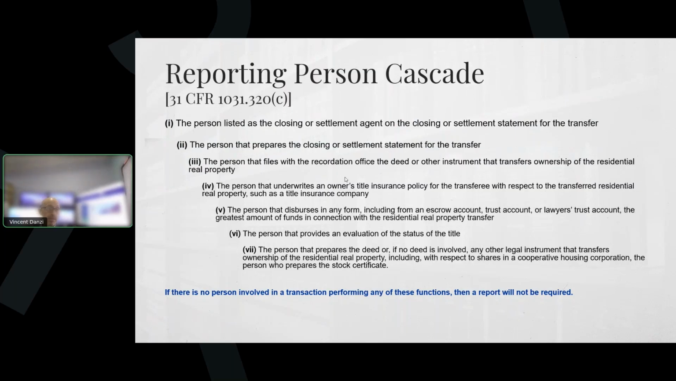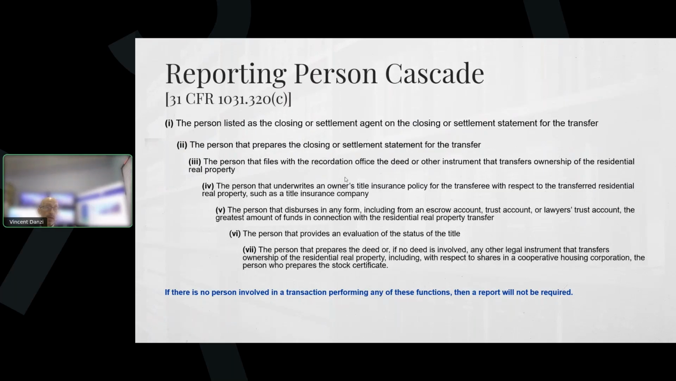If there's no one at position 3 or 4, then the next most likely person that would be responsible would be the person that disburses in any form the greatest amount of funds in connection with the real property transfer. And if there's no such person there, and again, we're getting into really unusual situations, then it would be the person that provides an evaluation of the status of title. And if there's no such person at any of those roles, then it would be the person who prepares the deed. And if there's no such person involved in the transaction, then a report will not be required.